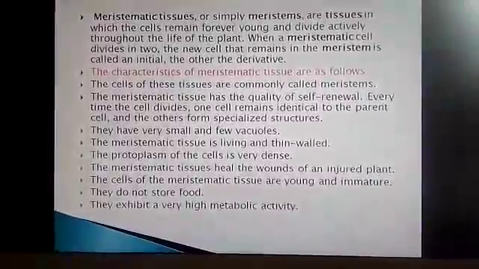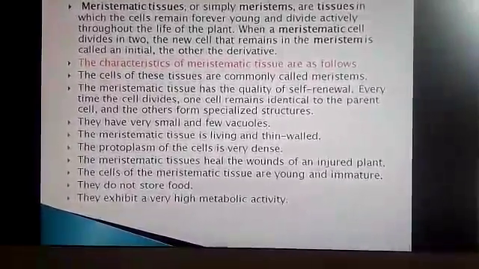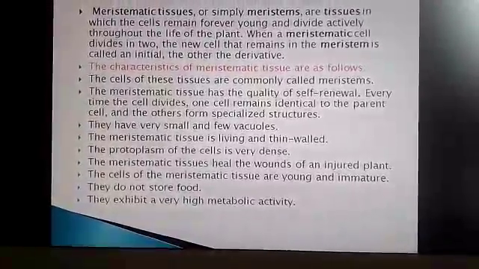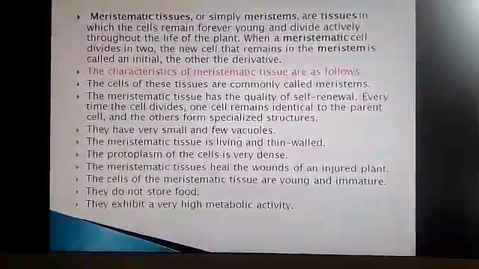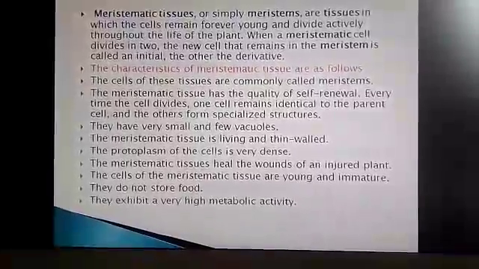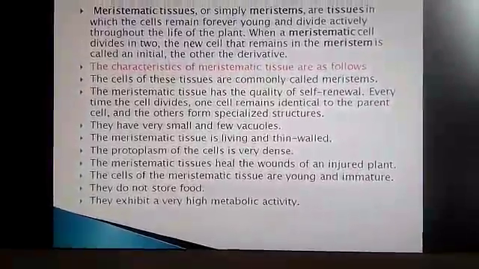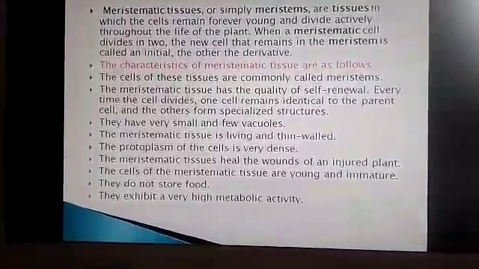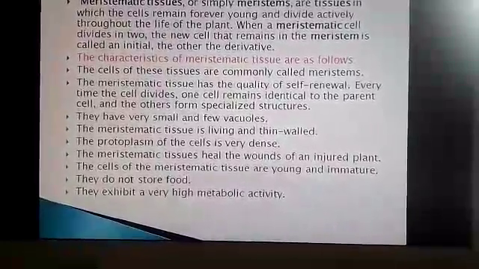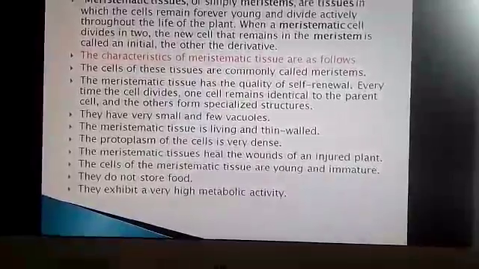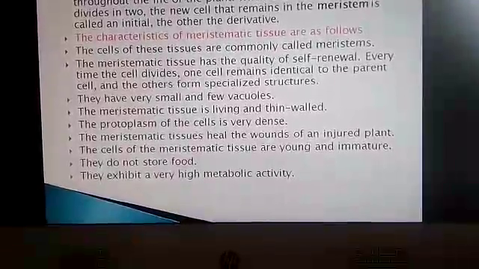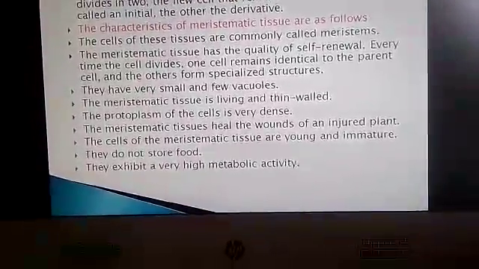The meristematic tissue has a quality of self-renewal. Self-renewal means self-development. Every time the cell divides in the meristematic tissue, one cell remains identical to the parent cell and the other forms a specialized structure. They have very small and few vacuoles. The meristematic tissue is living and thin-walled. The protoplasm of the cells is very dense, meaning very thick.